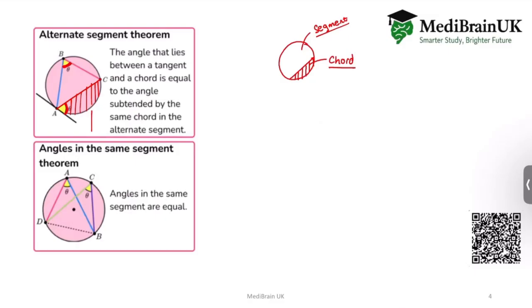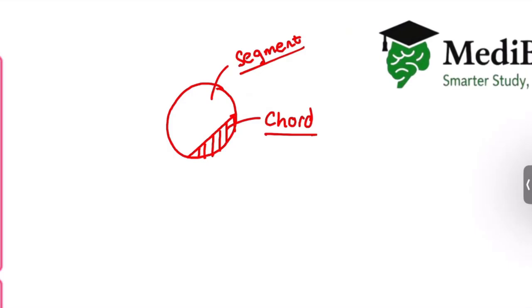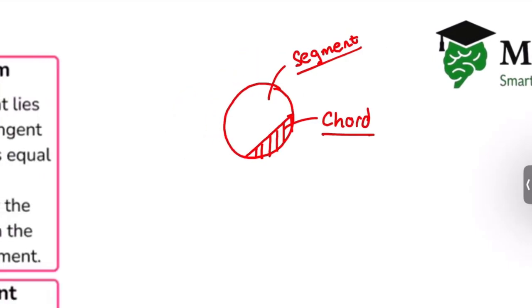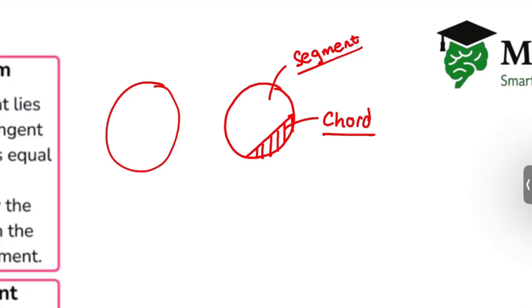In order to understand this rule, you need to understand what a segment and what a chord is. And just imagine, if I drew you another example, and we'll look at some exam questions with the alternate segment theorem. Let's say I just draw a random line like this, okay?